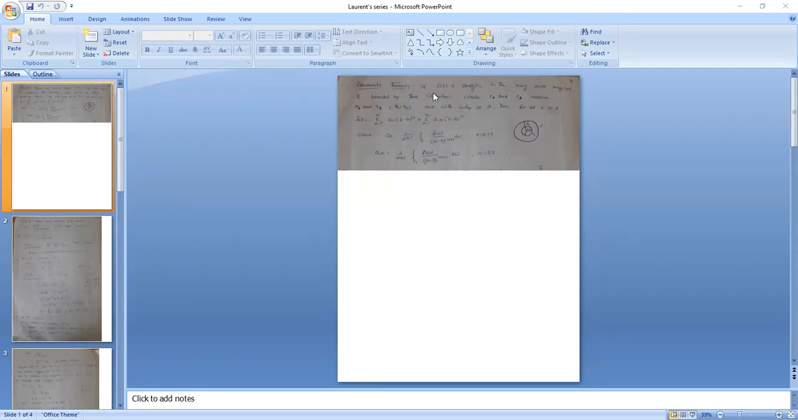So here one function is given, that function is f of z. This is analytic in the region, and that region is a ring-shaped region. This ring-shaped region is bounded by two concentric circles. Two concentric circles means same center, different radius. Here we are taking the two concentric circles C and C1, with radii R and R1. Here R is greater than R1 with center at A.